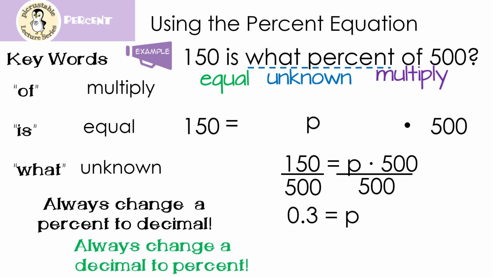Anytime we use the percent equation, we need to change the decimal answer we get to percent. We're going to move 2 places to the right, so we get 30%. 150 is 30% of 500. Awesome!